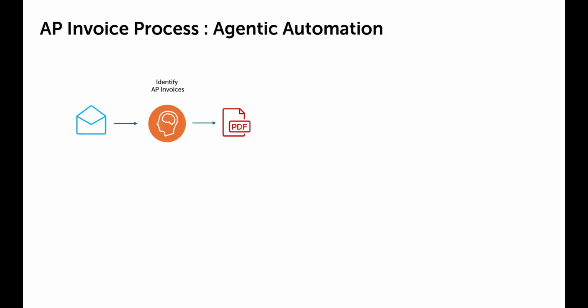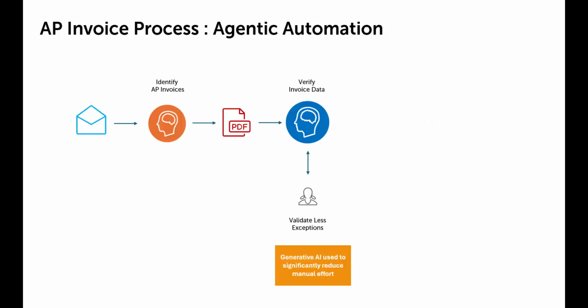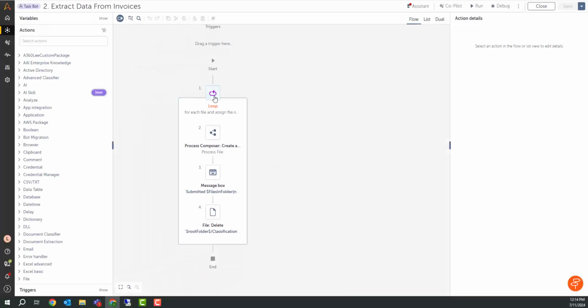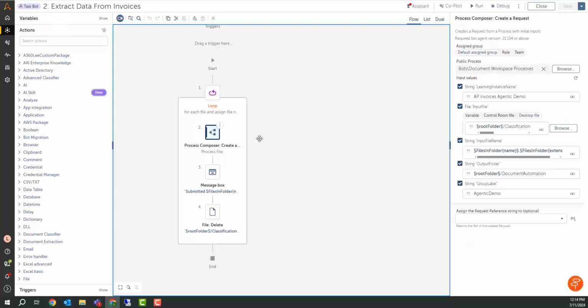Let's look at the second step of our accounts payable process. In this step, we'll use intelligent automation plus generative AI to extract data from our invoices. Process orchestration is used to reach out to a human if assistance is required. The automation logic is again quite simple. We loop through the subfolder of invoices and send each document to an orchestrated process.